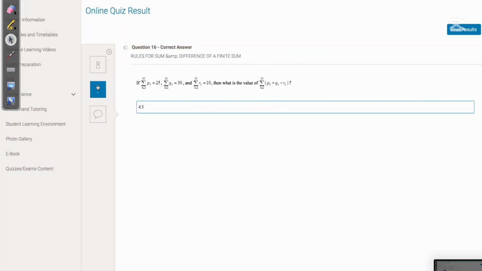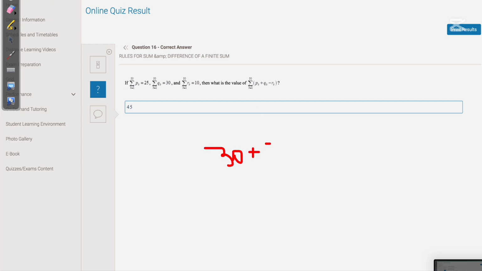Number 16. If summation of p is equal to 25, summation of q is equal to 30, and summation of r is equal to 10, what is the value of this? For this, you simply just do p plus q minus r. That's it. You don't need to overcomplicate it or do anything else. Just 30 plus 25 minus 10, which is 45.